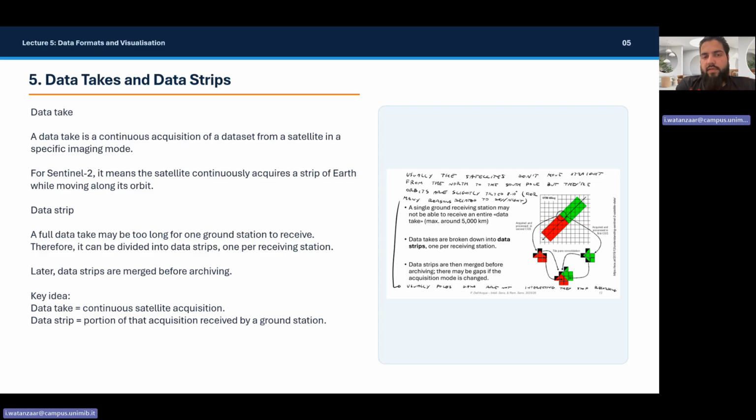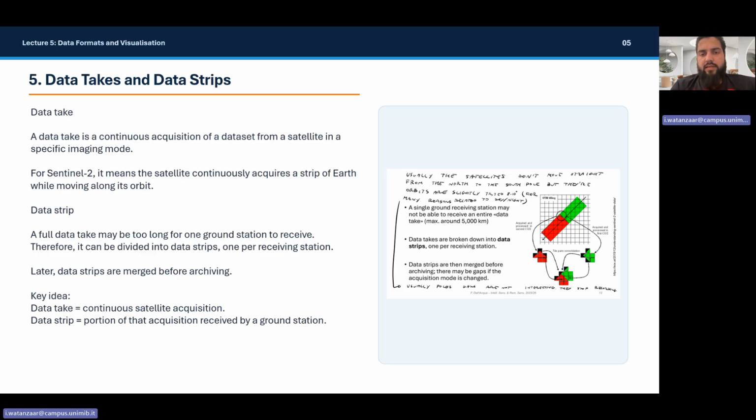So here they have the condition of the continuous acquisition with a specific condition. For the Sentinel-2 case, it means the satellite continuously acquires a stripe of Earth while moving along its orbit. We discussed orbit: it is the path of the satellite at a certain altitude, inclination, and position. So along the orbit, the satellites are taking a continuous acquisition.